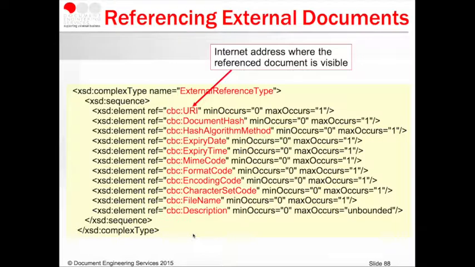And finally, there's referencing external documents. So the external reference structure contains things like URI and document hashes and all the various properties you might need to know if you're to actually open and read this document, like how is it formatted, what's it encoded, what's its file name, what's its description, what character set does it use. If it is somehow encrypted, is there a hash algorithm that applies to it? And is there an expiry date and time? So these are all important information about external documents.